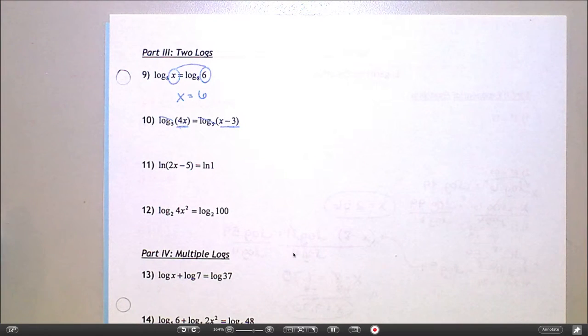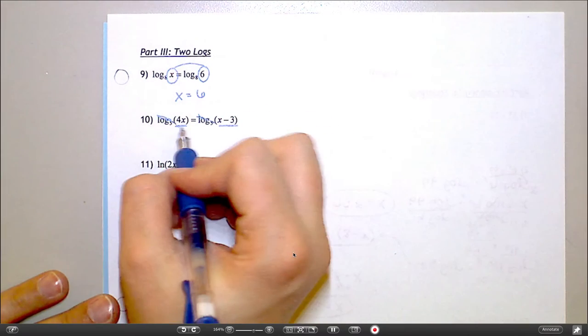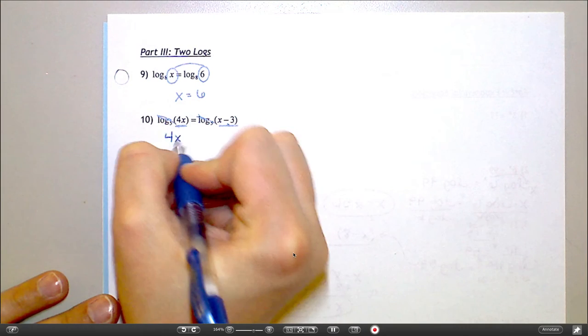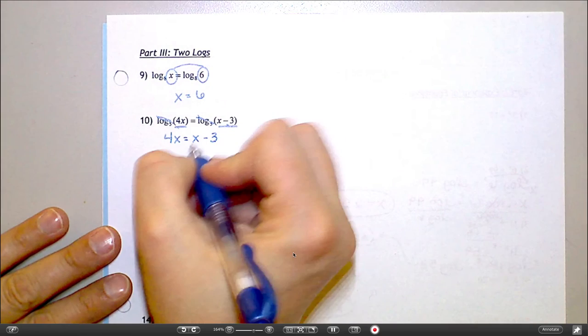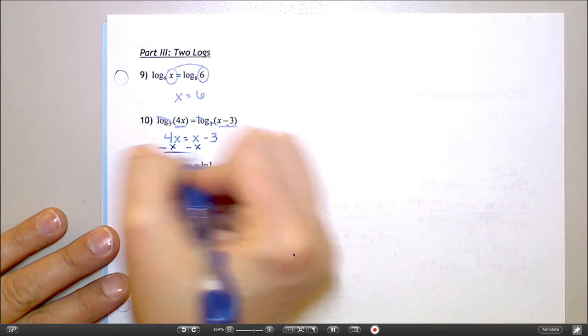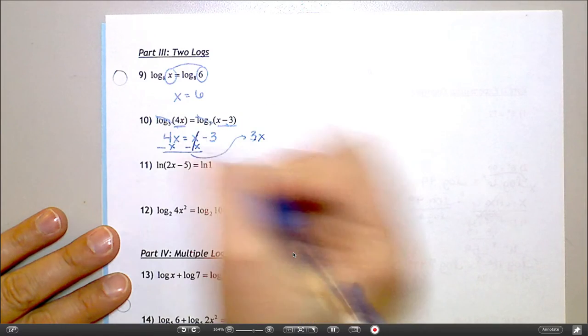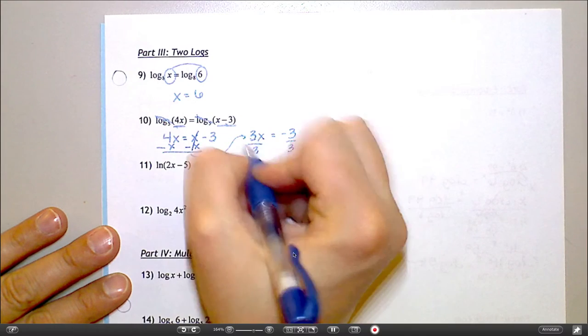Do we need to do more of that? One more? Which one you want to do? 10? Okay. So you got what I was saying, when I said that I could just drop these logs, and so I would have 4x equals x minus 3, right? Now how would I solve that? Yep, subtract an x. So 4x minus x is 3x. That's gone. So now I have 3x equals negative 3. Divide by 3. Divide by 3.